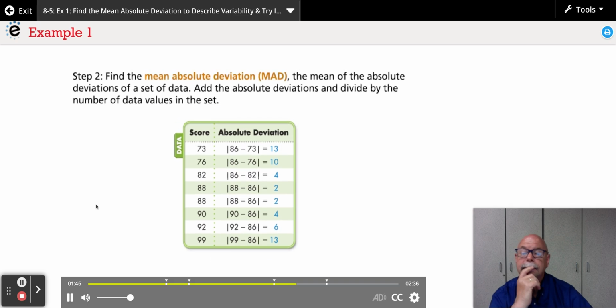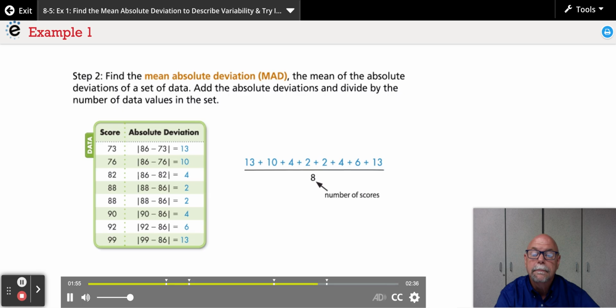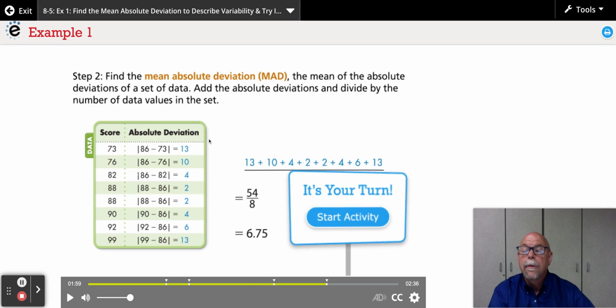Step 2. Find the mean absolute deviation, MAD, the mean of the absolute deviations of a set of data. Add the absolute deviations and divide by the number of data values in the set. All right, so there's really 3 steps to this if you're just starting out. First, you need to find the mean. In this example, they gave us the mean. So step 1 would be find the mean, or at least have it. After you find the mean, then you have to find how far each point is from the mean. And then you have to find the average or the mean of those deviations, right? A deviation is how much it is different from the mean. So kind of 3 steps.